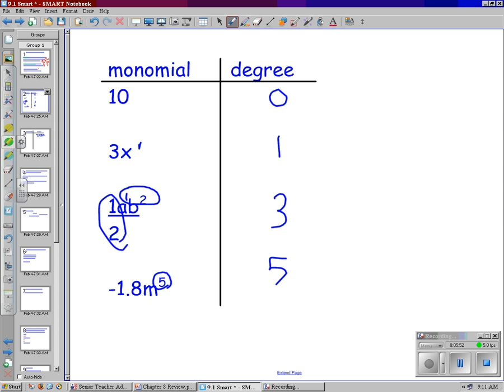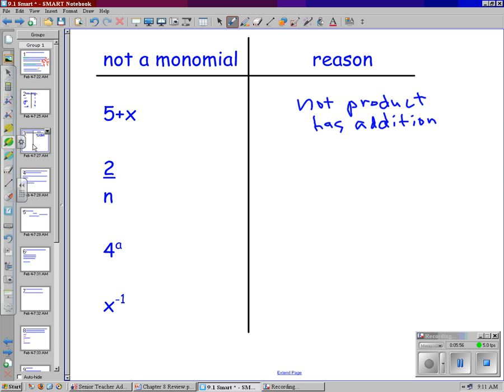I have division. This is a monomial. I'm going to tell you that it is. But why would this one not be? Not because it has division. Not just because it has division. Okay, Andrew? Because there's no numerator.